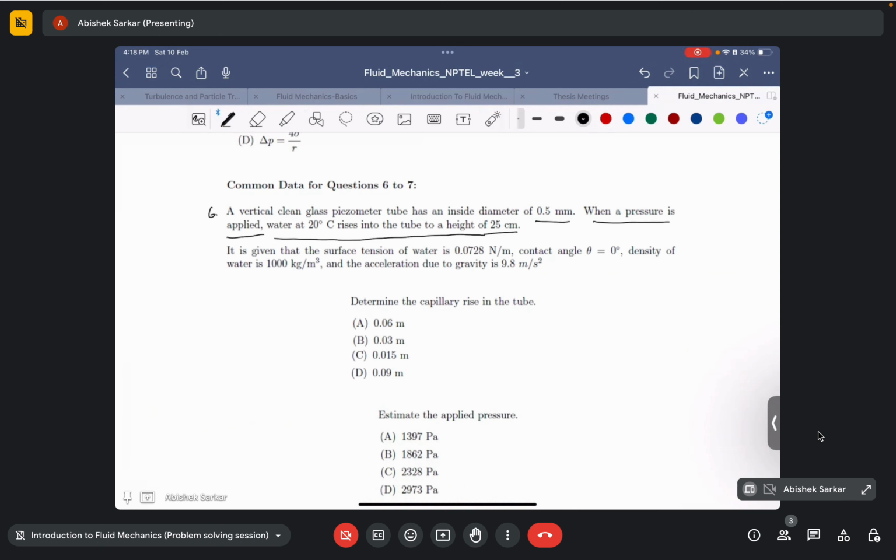These are key terms; I am underlining them. It is given that the surface tension of water is 0.0728 Newton per meter. Contact angle is 0 degree, the density of water is 1000 kg per meter cube, and this is the value of g. Determine the capillary rise in the tube. It is again a very simple question. Just substitute the values in this expression and tell me the answer. What would be the capillary rise in this case?